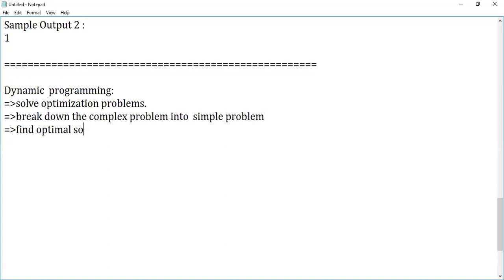We are going to find the optimal solution for every subproblem. Guys, I'm typing it out so that it registers in your mind. These key points are very important: find the optimal solution for every subproblem.